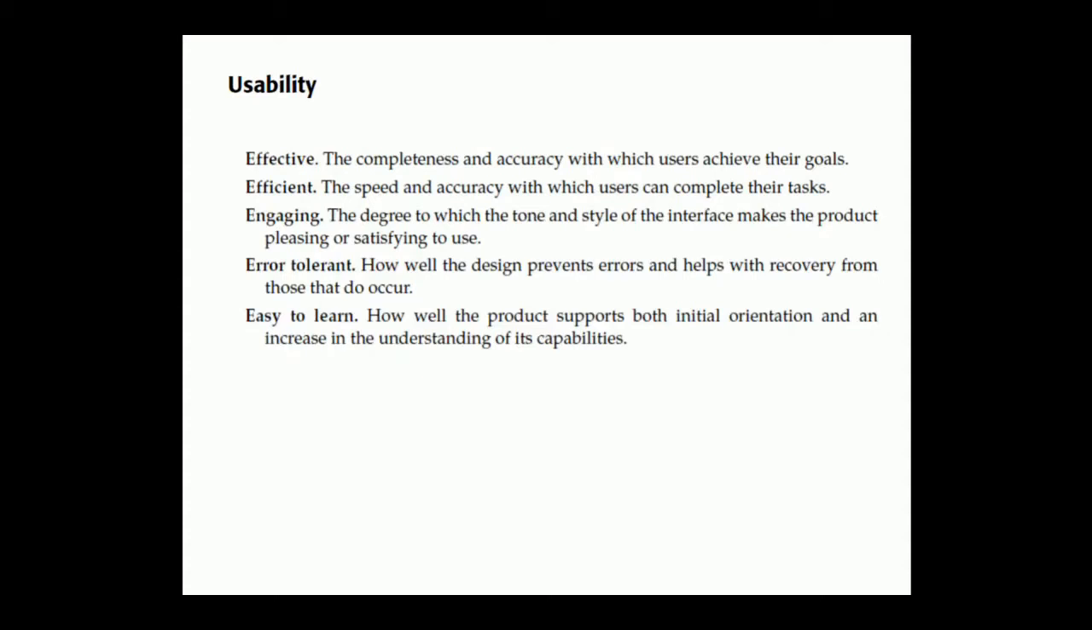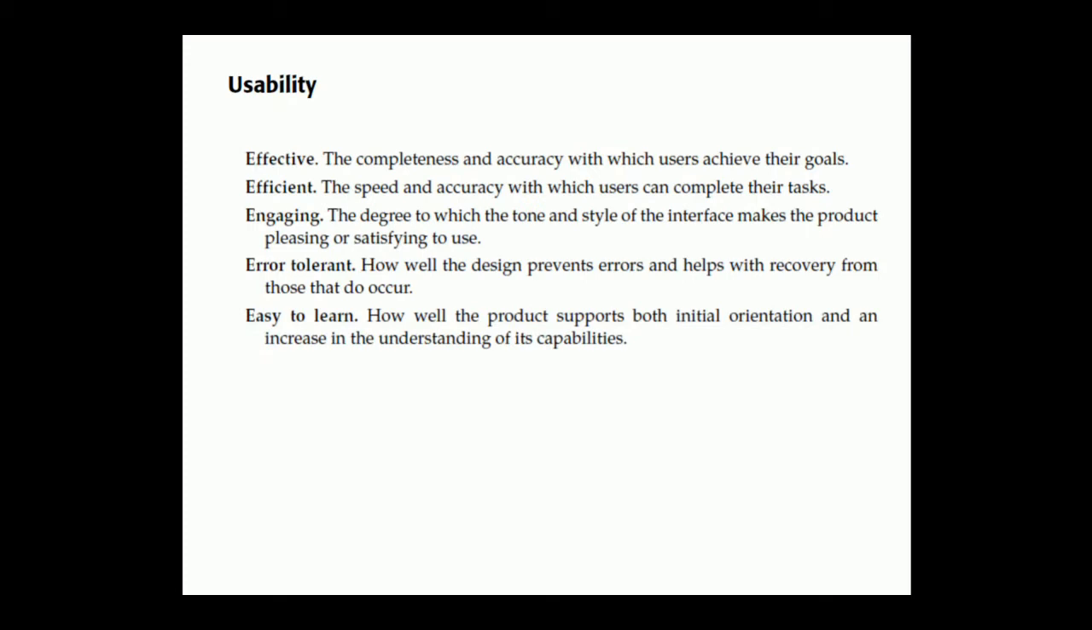So what do we mean by usability? What is usability testing? The concept of usability can be described by elements such as effectiveness, efficiency, engaging, error tolerance, and easy to learn. So, what do we mean by effectiveness? The completeness and the accuracy with which the users can achieve their goal. And efficient, the speed and accuracy with which the users can complete their task.